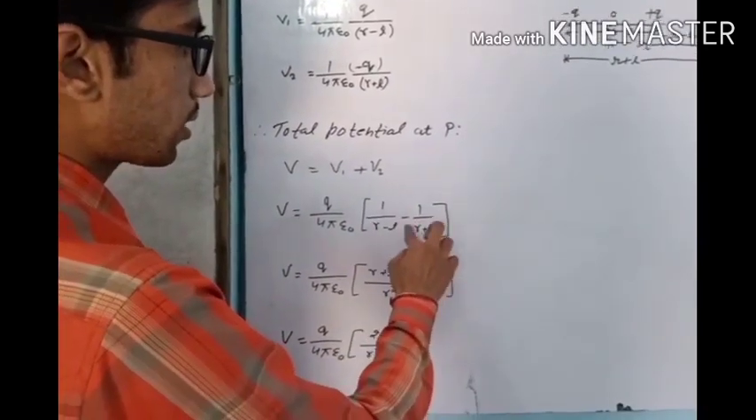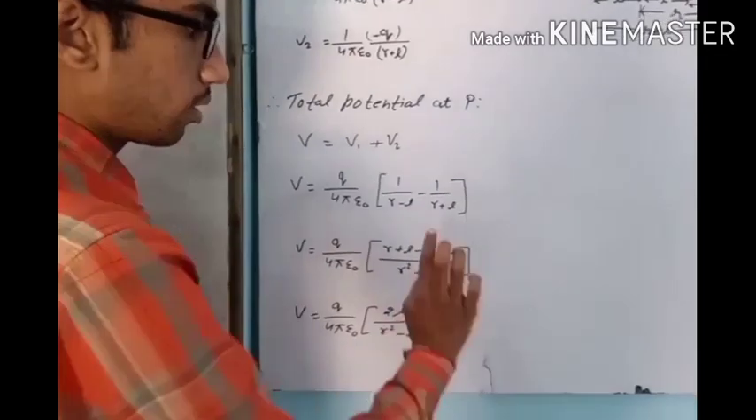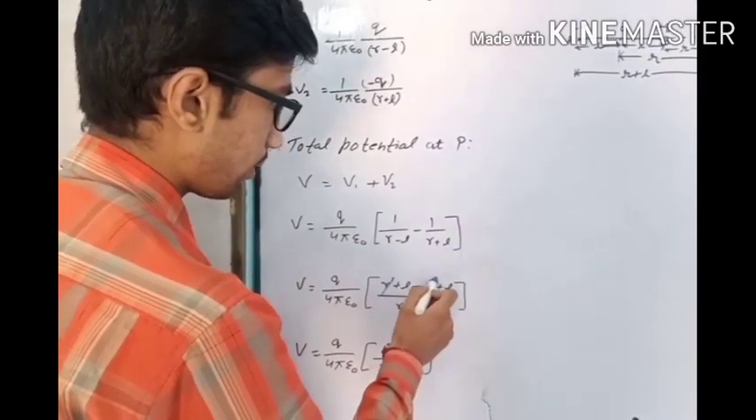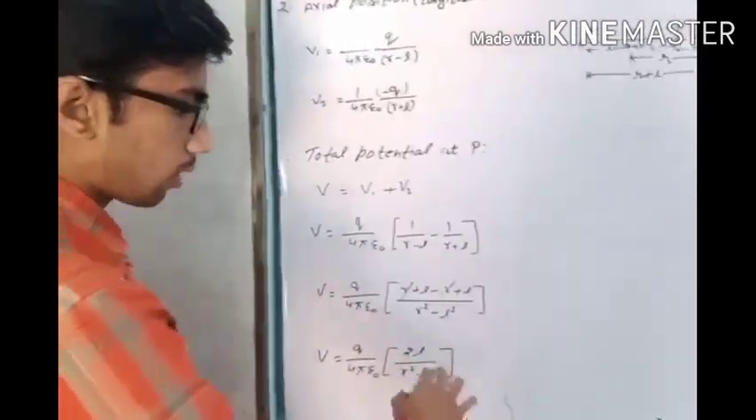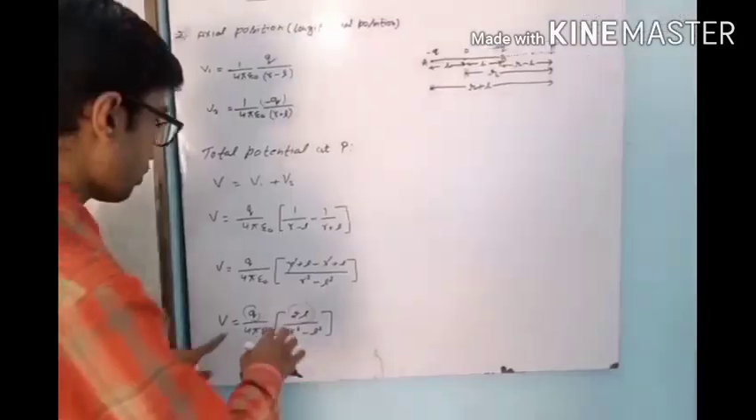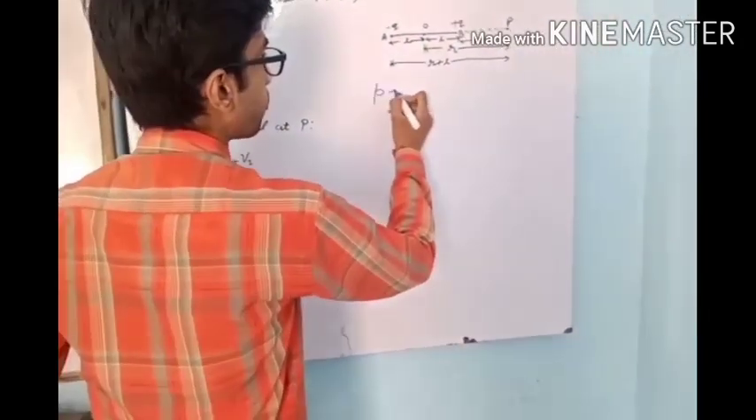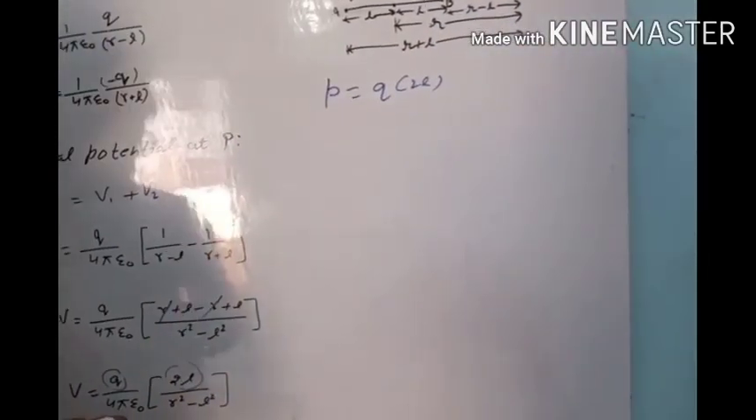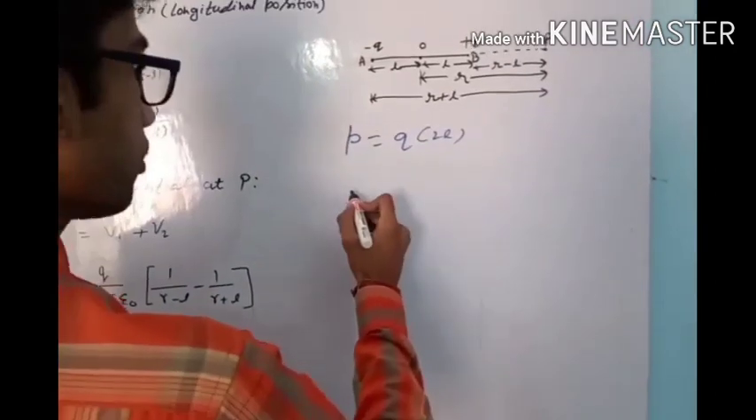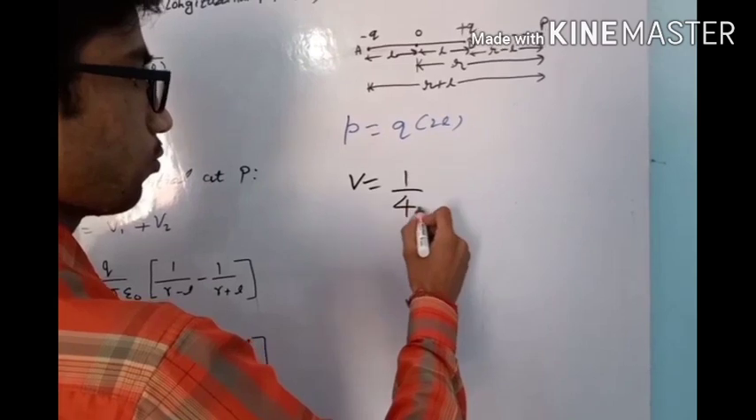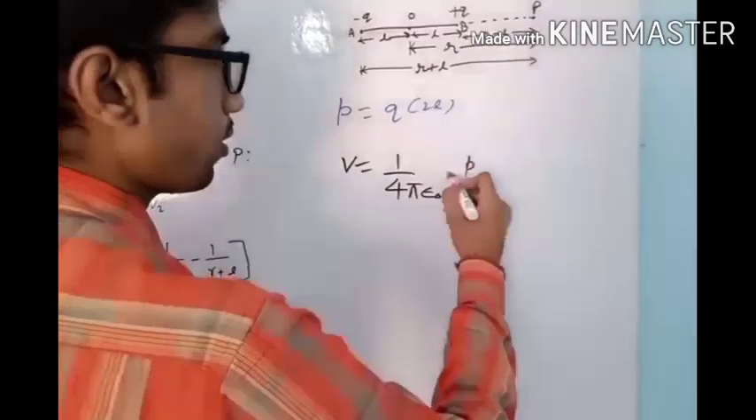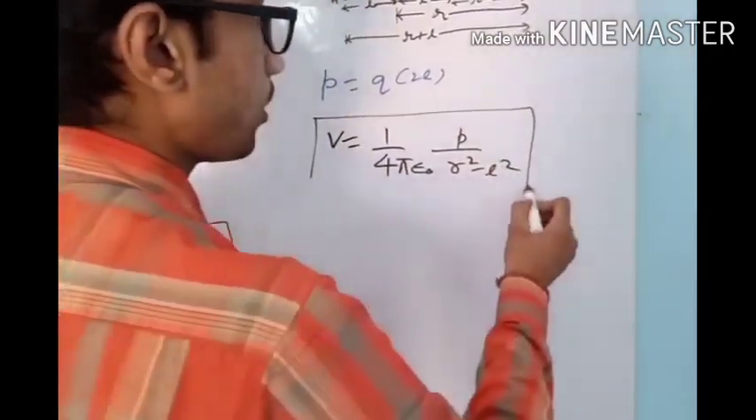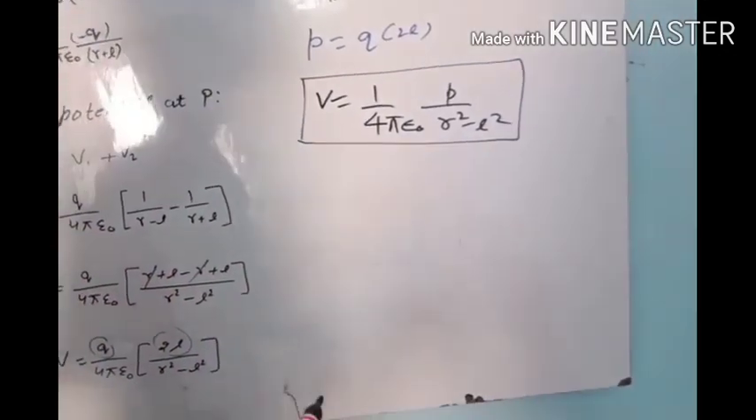So R plus L minus R, and the negative will become positive, over R square minus L square, and this positive part will not cancel. It will be 2L. Now see, Q into 2L: the dipole moment is P equal to Q times 2L. So you can substitute this value in this expression. You will get V equal to 1 over 4 pi epsilon naught P over R square minus L square, and this is the expression for the electric potential at any point on the axis.